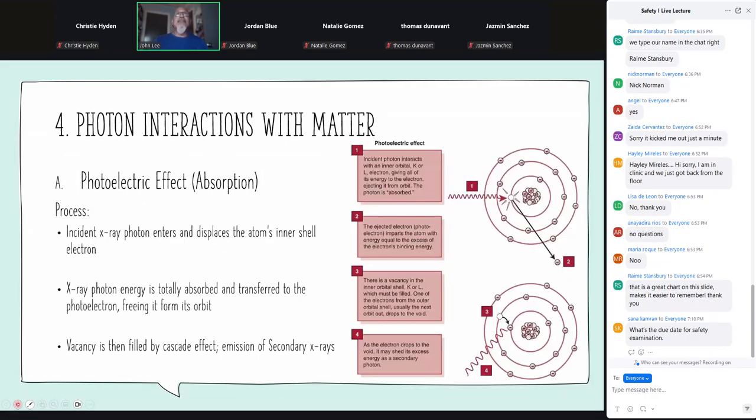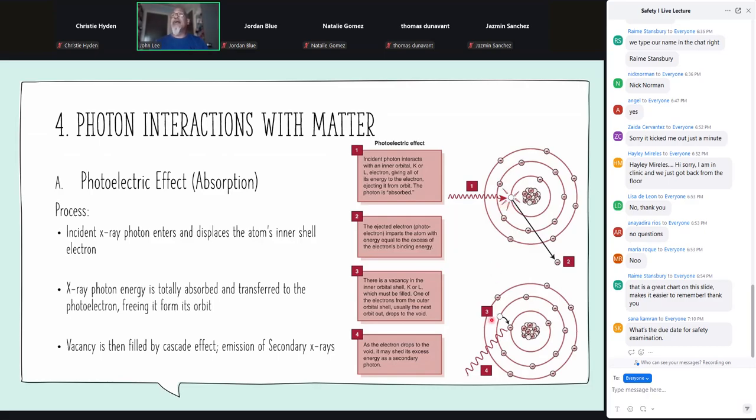The next interaction, let's continue with photoelectric absorption, okay? So the process: X-ray comes in, displaces an inner shell or tightly bound electron. All of its energy is needed to get that electron out of its orbit. And so the original X-ray is absorbed.